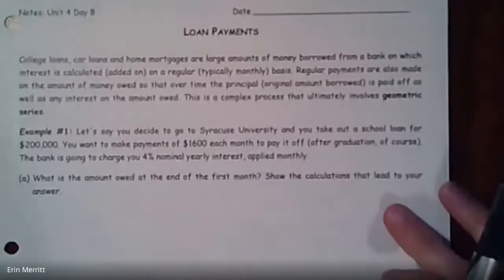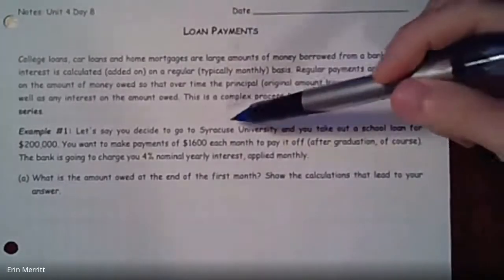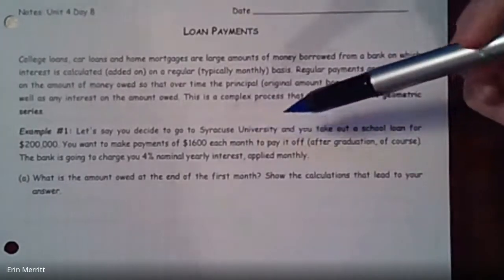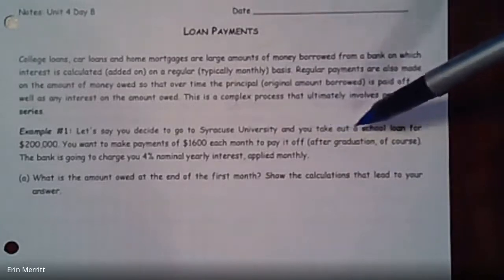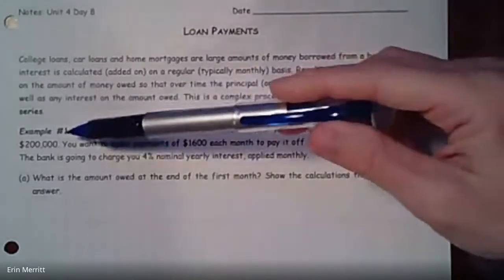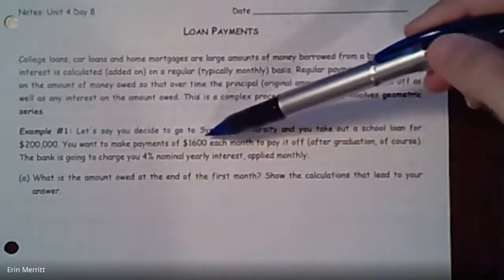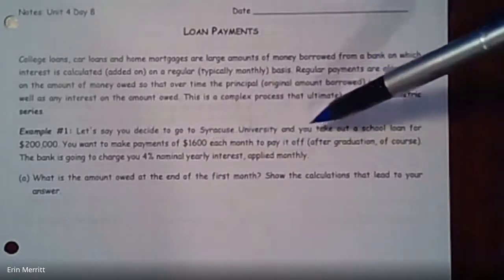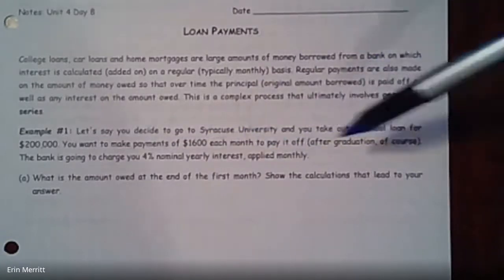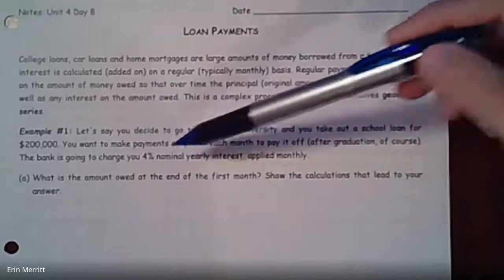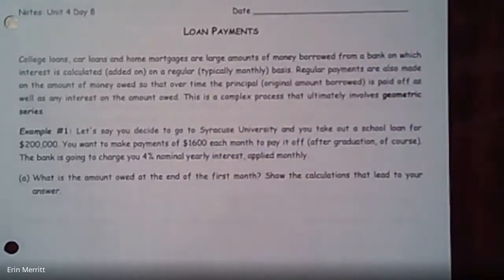So this first part, it says, let's say you decide to go to Syracuse University. It's one of my alma maters. And it says you take out a school loan for $200,000. You want to make payments of $1,600 each month to pay it off after graduation, of course. The bank is going to charge you a 4% nominal yearly interest applied monthly. All right, there's a lot of stuff going on there. So it says, what is the amount owed at the end of the first month? Show the calculations that lead to your answer.